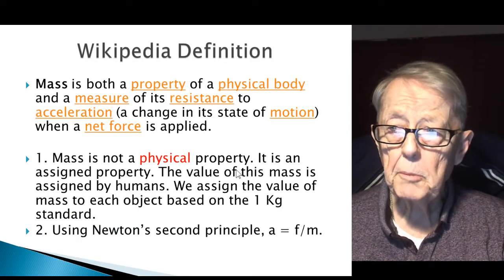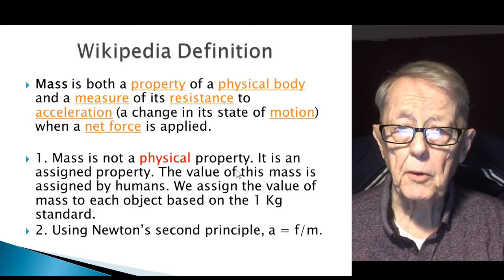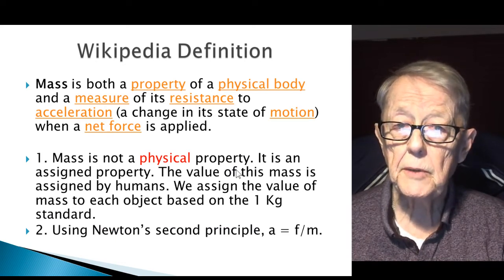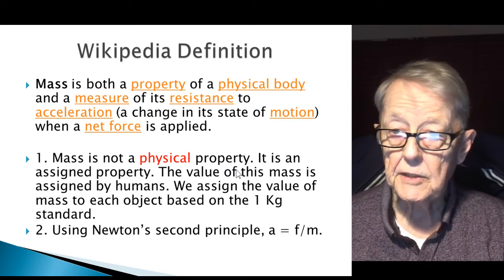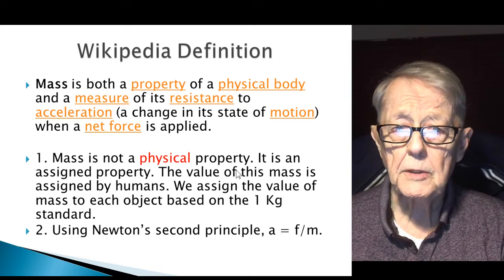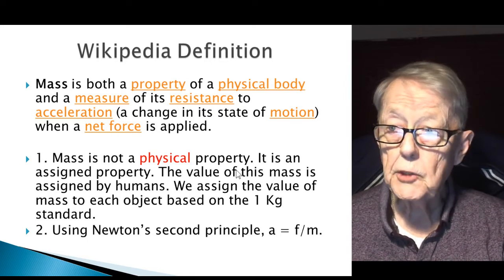But here's the Wikipedia definition. Mass is both a property of a physical body and a measure of its resistance to acceleration. That is, a change in its state of motion when a net force is applied. So there's two things here.